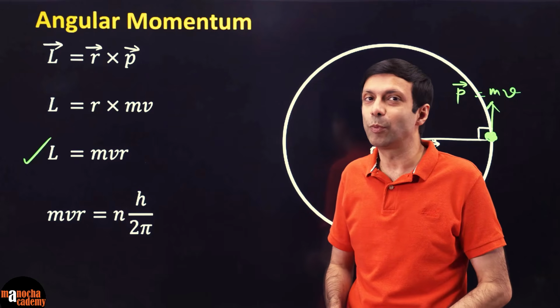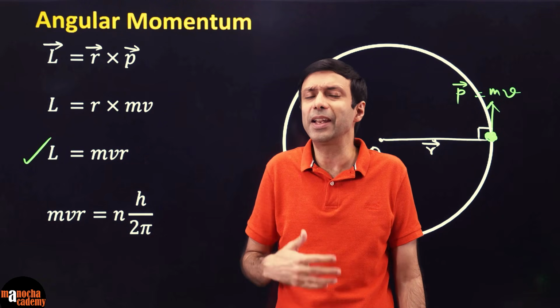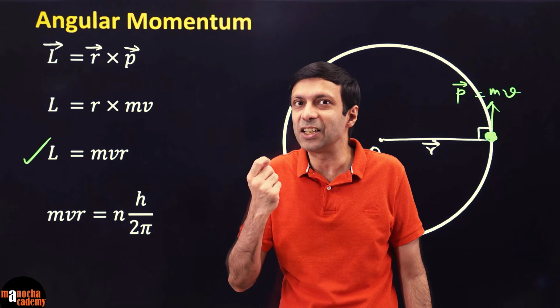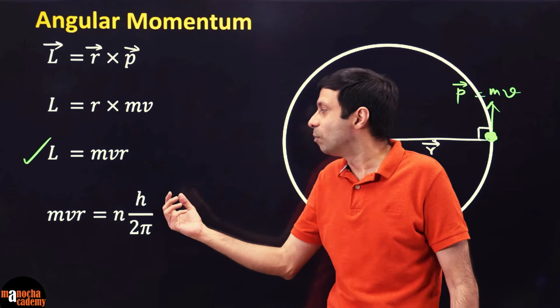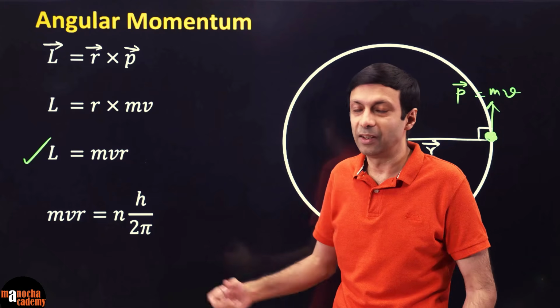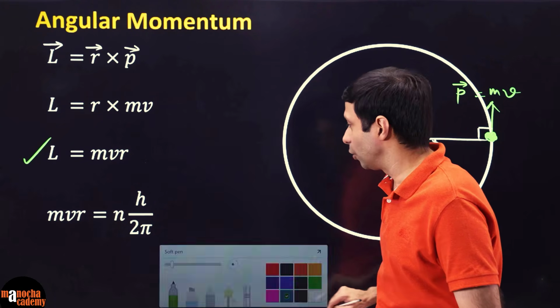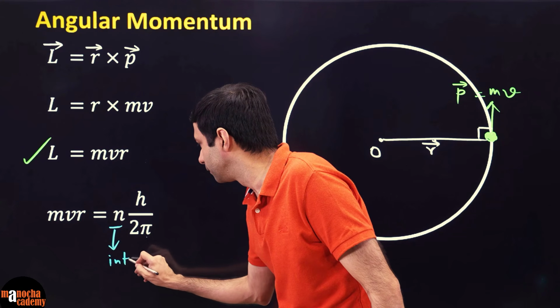And this is where Niels Bohr said that this angular momentum cannot be any general value. It cannot be any random value. There is a certain quantization here. What do we mean by that? That it must be integer multiples of h by 2 pi, because this n over here means it is an integer.